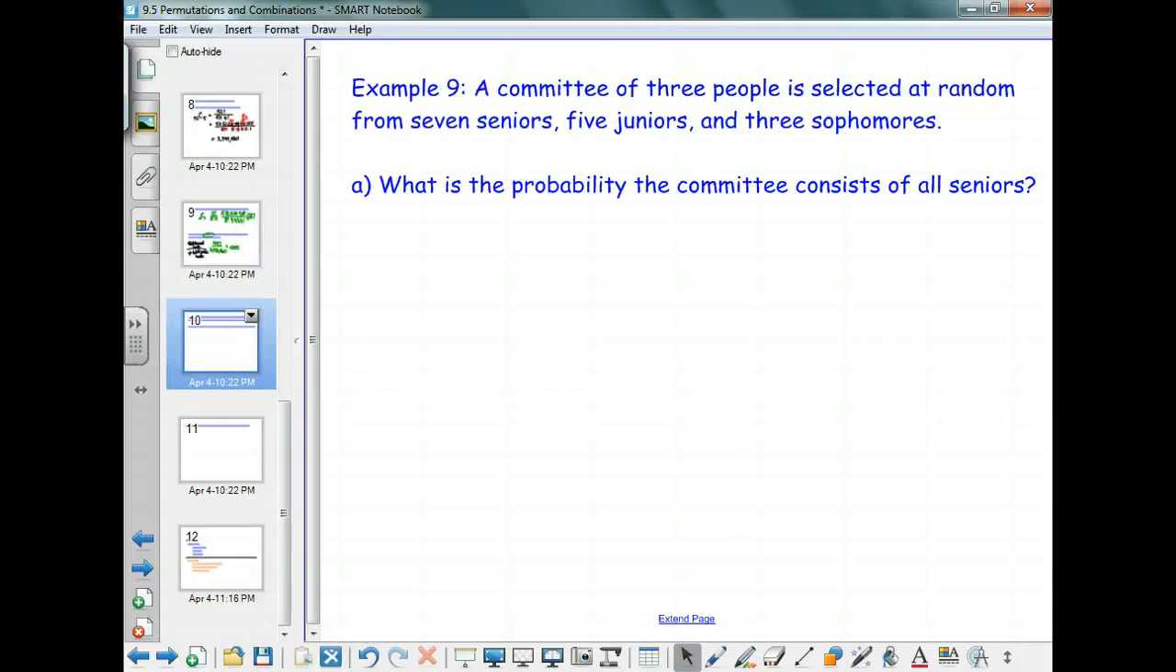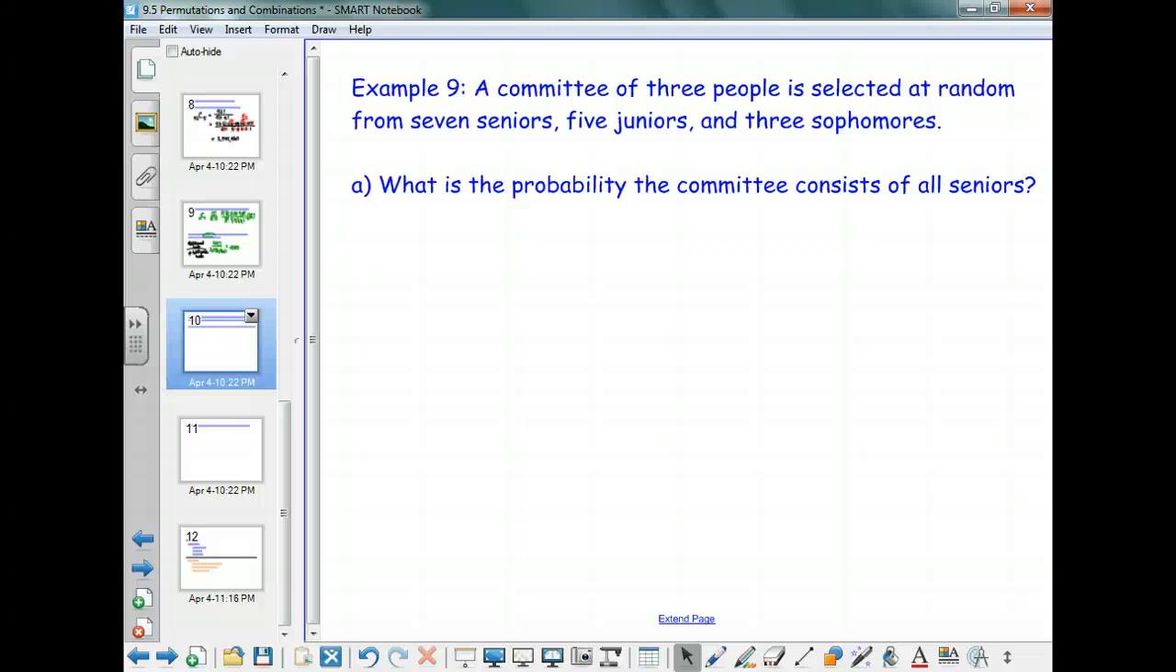A committee of 3 people is selected at random from seniors, juniors, and sophomores. 7 seniors, 5 juniors, 3 sophomores specifically. What is the probability that the committee consists of all, what do I have first? Seniors.